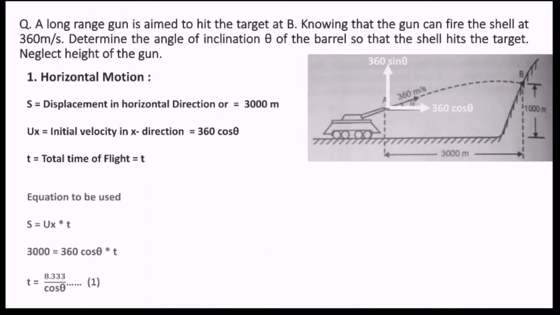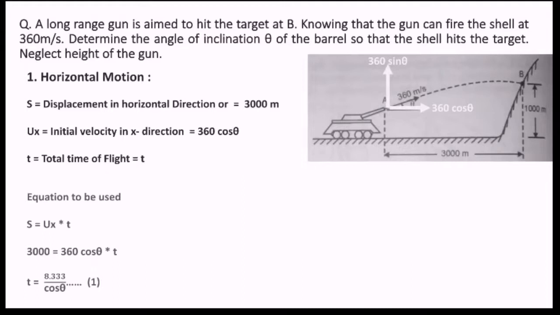On applying this, I will get the value of T as 8.33 divided by cos theta. From here we can't get the answer of any of the variables, because there is only one equation and there are two unknowns, theta and T. So let this be equation number 1. Now proceeding forward towards the vertical motion.